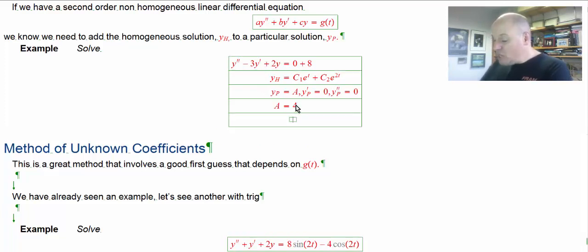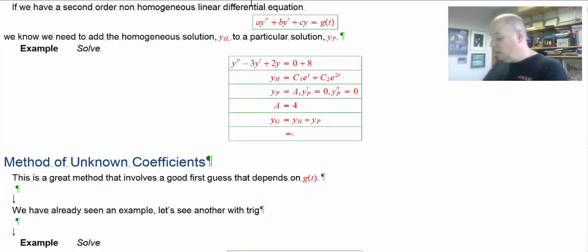So our general solution, our whole solution, is going to be equal to our homogeneous solution plus the particular solution. So in our case, our general solution is going to be the homogeneous solution plus the particular solution. Now there are some questions. Well, let's answer the questions first.